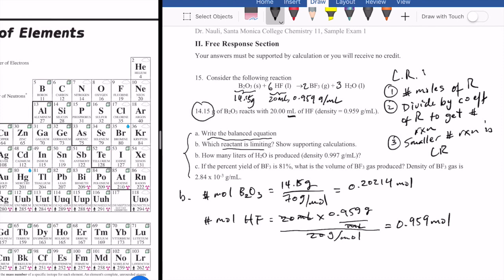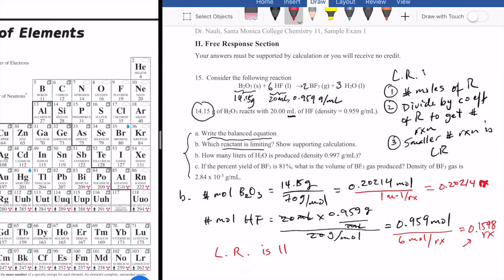So now that we have our number of moles, we need to divide by the coefficient of each of those. In this case, the coefficient of B2O3 is just 1. Remember that 1 really stands for 1 mole per reaction. For the HF, you're going to need 6 moles per reaction. So what you want to do is find out what these numbers are. This one's not going to change, so 0.20214 reaction. That's how many reactions you're going to be able to run. The other one would be 0.1598 reaction. This is a smaller number, so your limiting reactant is going to be HF.